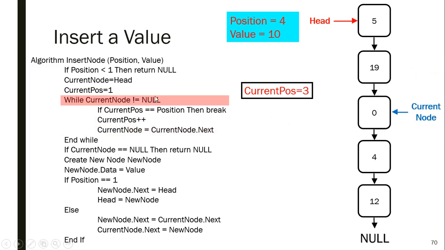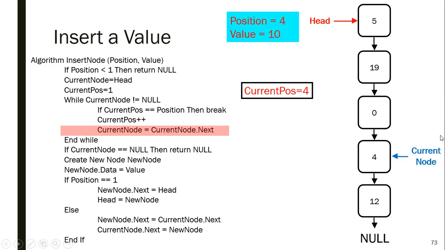Still the condition is true, current position is 3 and position is 4, so it's a mismatch, so it will increment the current position to 4 and current node will move forward. Condition is still true, it is not pointing to null. And current position is 4, position is 4, so here is the match, it will break. It means we have reached where we want to insert a value. Now if current node is equal to null, then return null, it will not be executed.